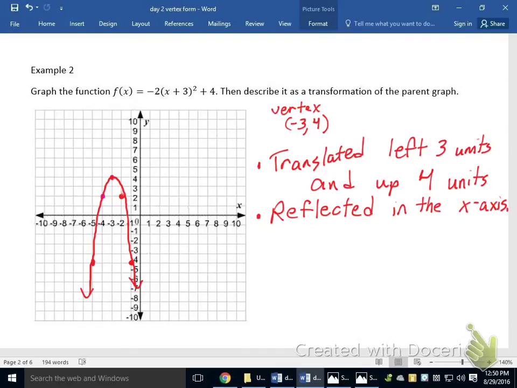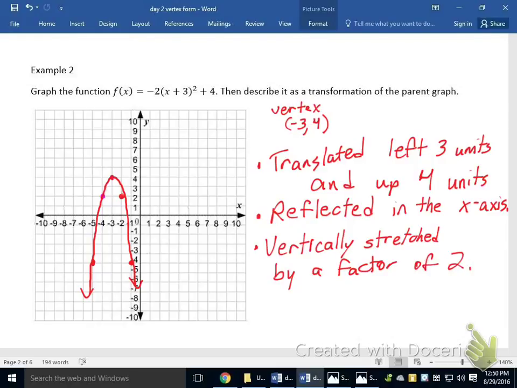It's opening downward now. And lastly, it got vertically stretched because it's greater than 1 by a factor of 2. Remember how we were multiplying everything by 2. And there's our description of the transformation from the parent function.